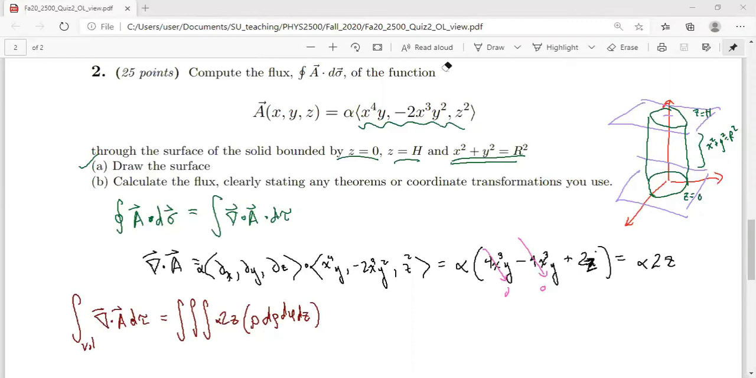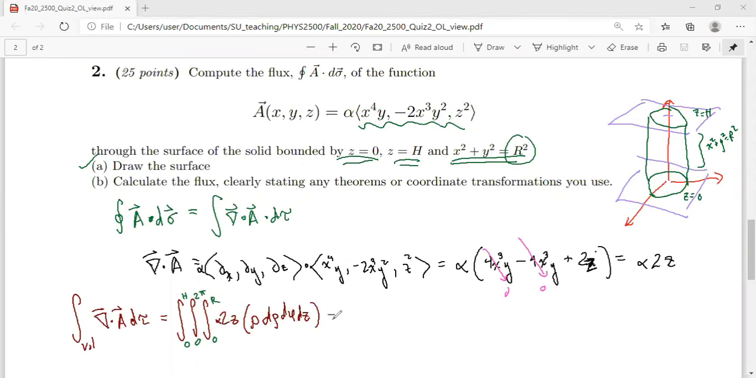Now we have to put on the limits. Limits are really straightforward in this specification. So our z, which is at the end, goes from 0 to h. Our phi goes all the way around the circle, so that's 0 to 2 pi. And then our rho goes from 0 to r, right? So this is the spec for a circle with radius r.